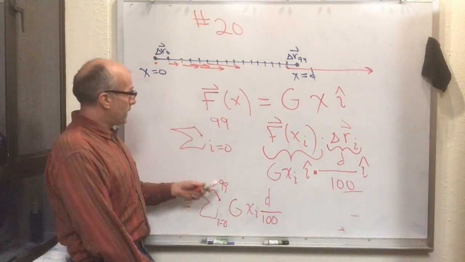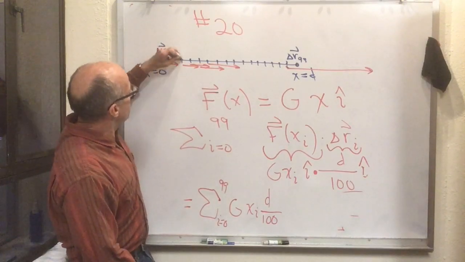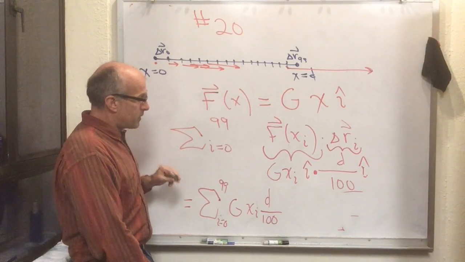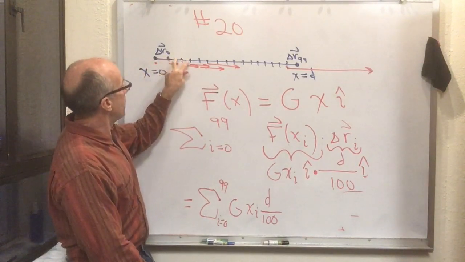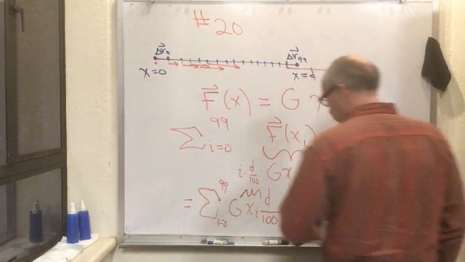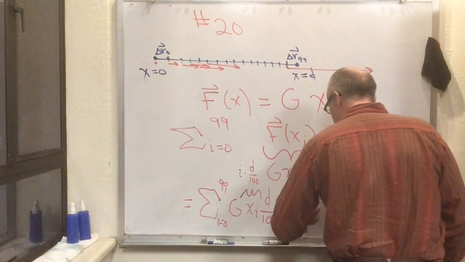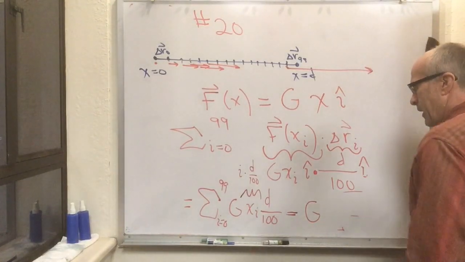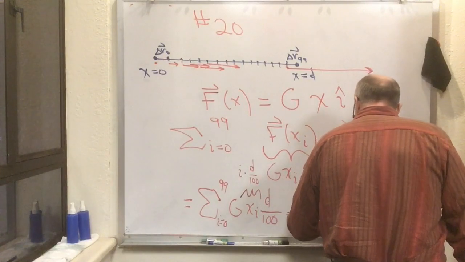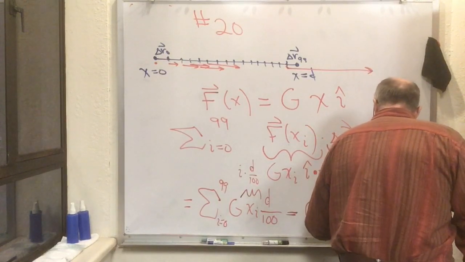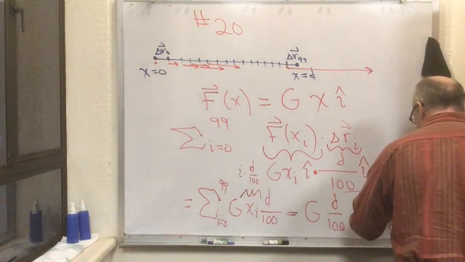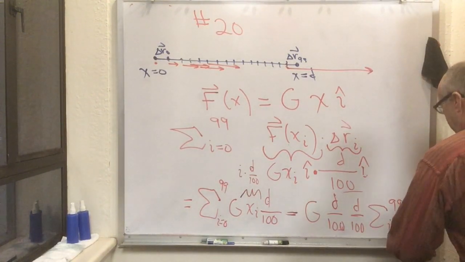Well, x sub i is the position after you've gone over by i steps of d over 100, because each of these steps had width d over 100. Okay, so now we just have a g that comes out front. The d over 100s come out front, so we have d over 100 times d over 100 times the sum from i equals 0 to 99 of i.